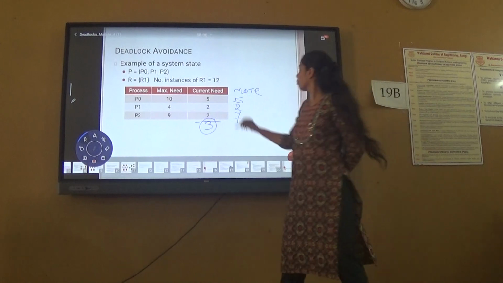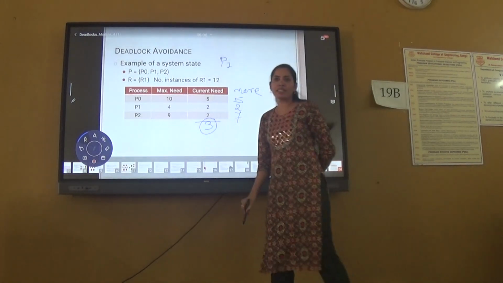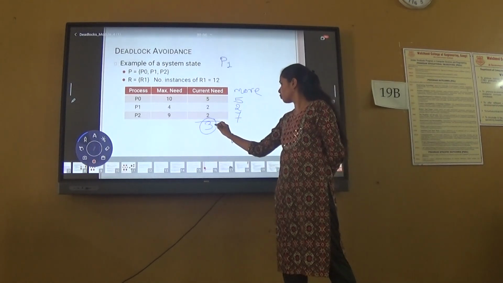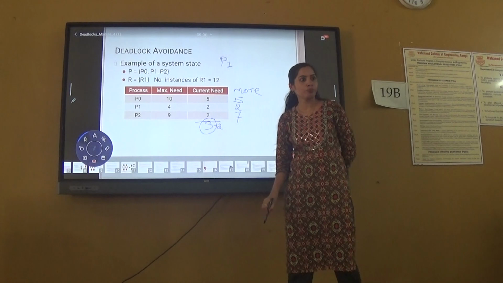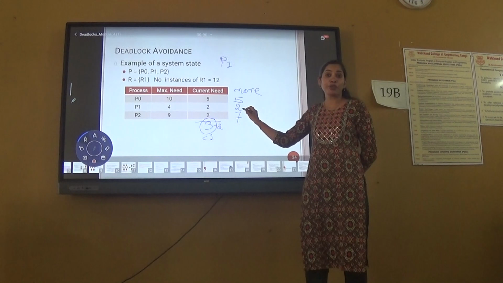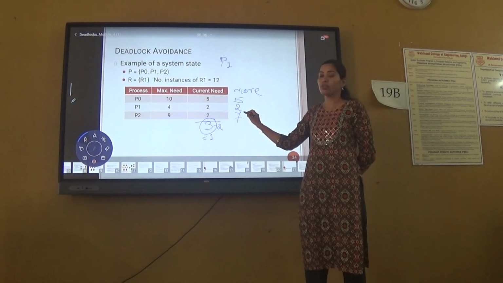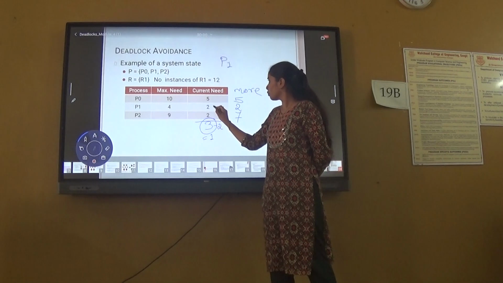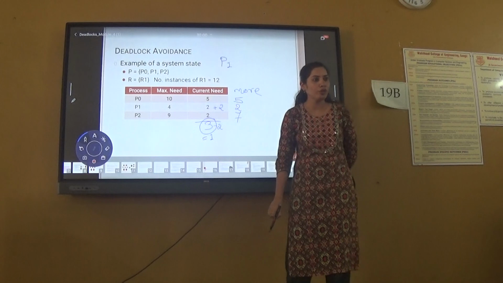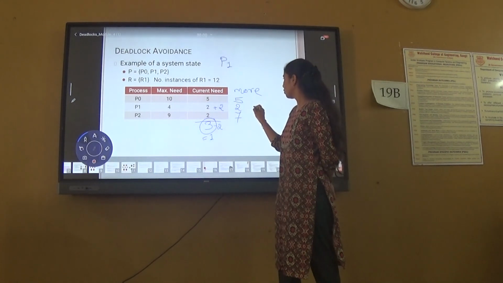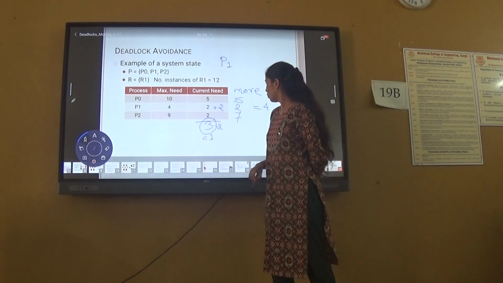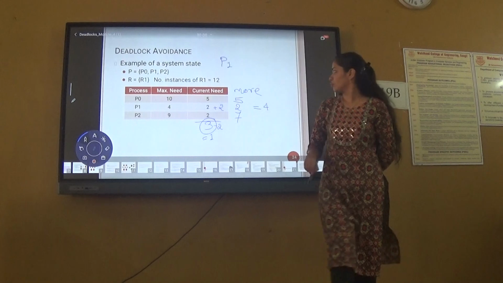P1. So P1 will complete its execution because I will allocate 2, and I got only 1 resource. How will the process P1 have the resource now? 2 are already there. 2 more will be there. How many? 4.